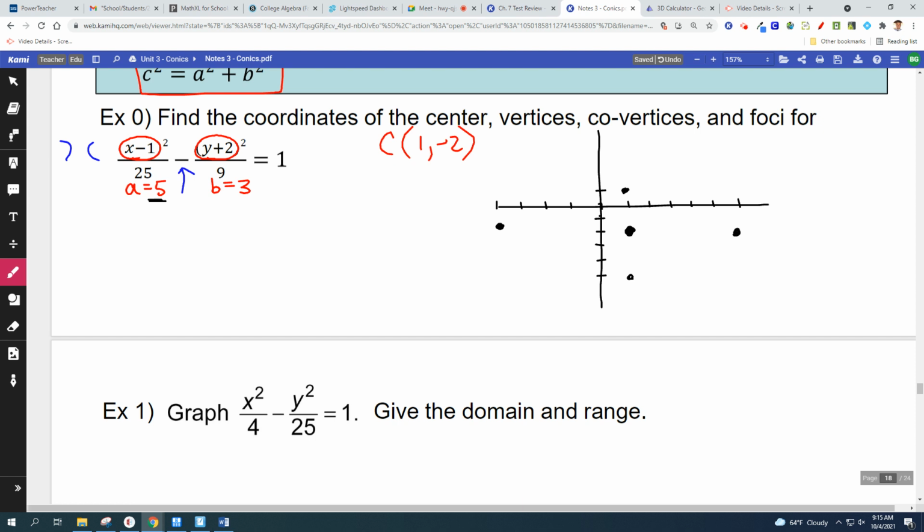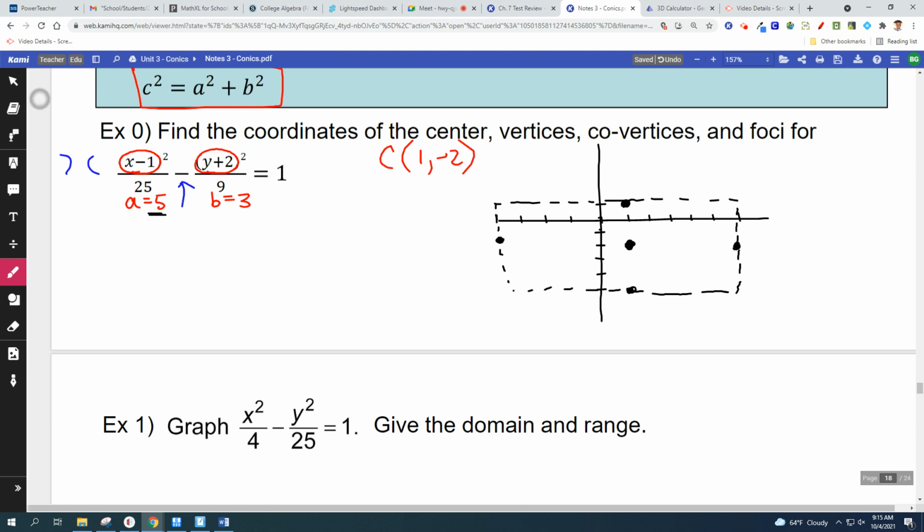And not real symmetrical, but pretty good. Typically what you're going to do is draw a box through those dots. And then you're going to draw the diagonals. The diagonals are going to be asymptotes for this.